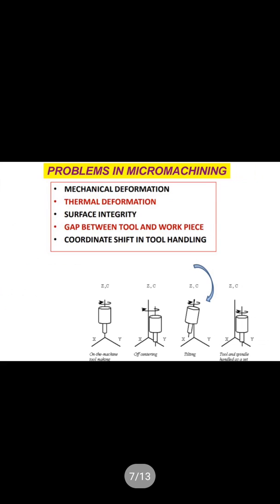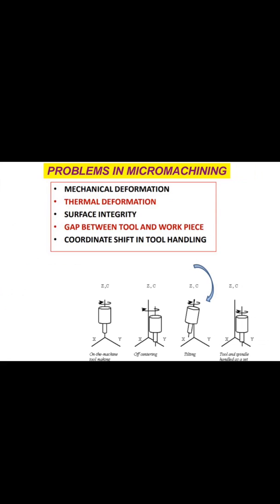Here we are going to discuss the problems in micromachining. The problems listed here are, first, mechanical deformation, and second, thermal deformation. As you are doing very fine micromachining, the tool you use is also very small in design and shape. So if there is production of heat, then thermal deformation occurs. Then surface integrity means sometimes your tool gets fixed in the surface which is being worked on, so there is the problem of surface integrity.